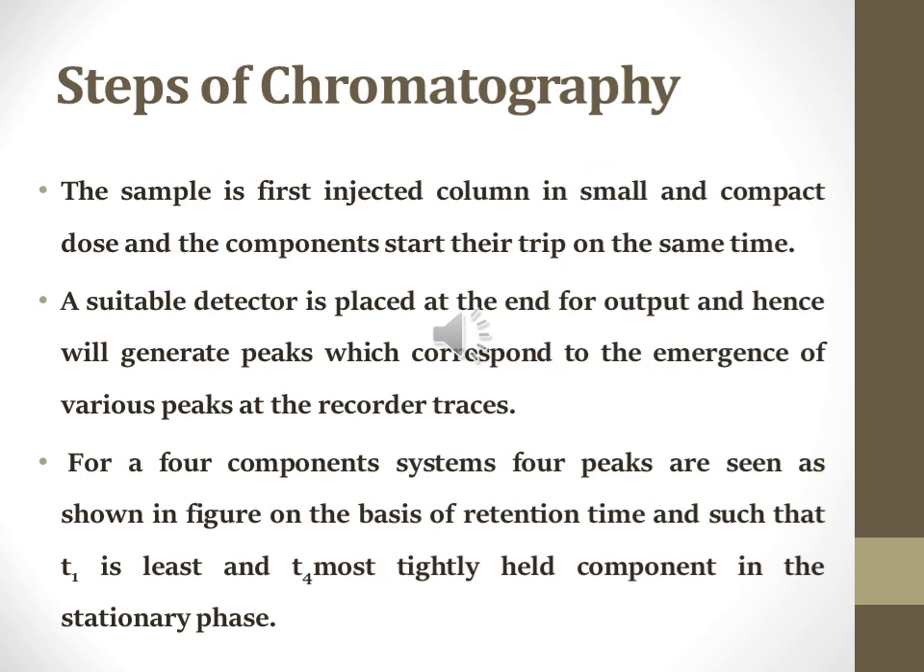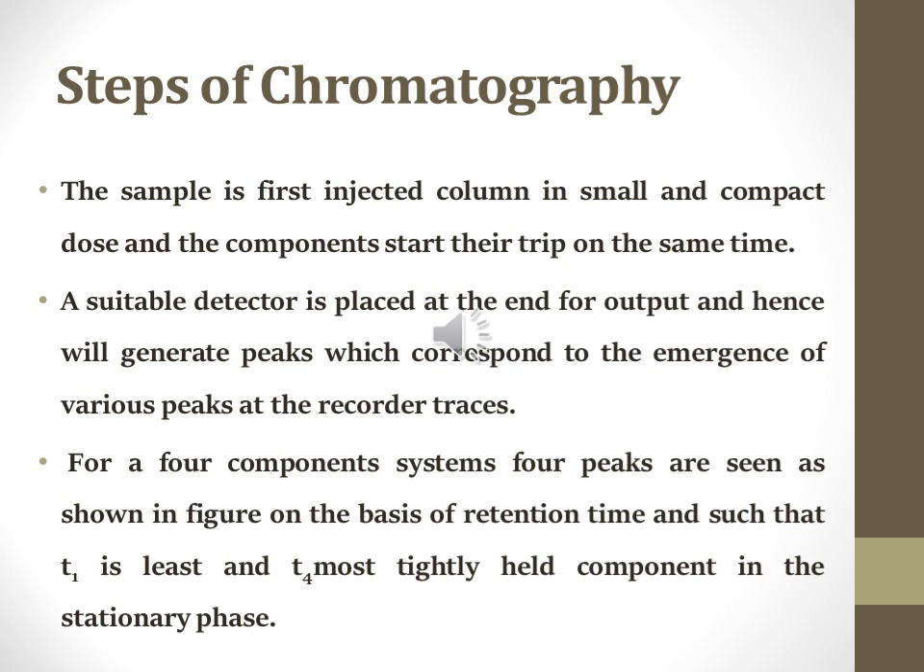Now talking about the steps of the chromatography. The sample is first injected into the column in a small and compact dose, and the components start their trip at the same time. A suitable detector is also placed at the end for output, and hence will generate peaks that correspond to the emergence of various components in the recorded traces. For a 4-component system, 4 peaks are seen as shown in the figure on the basis of retention time, such that T1 is the least and T4 is the most highly held component in the stationary phase.